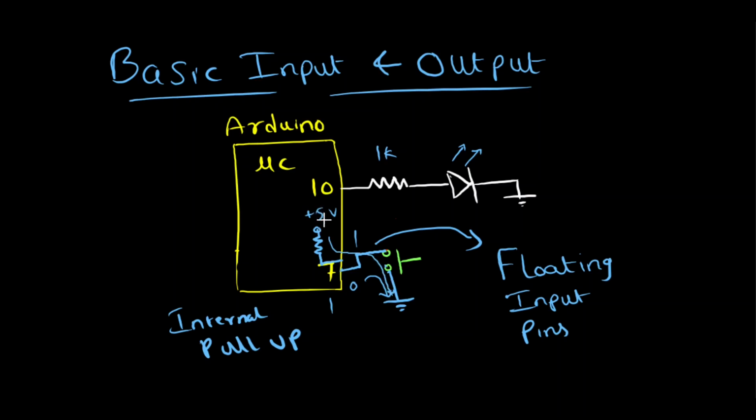So this 5 volts through this resistor will be grounded by the switch. So when we press the switch, the logic value at pin number 7 would be 0, and when the switch is not pressed, the logic value at pin number 7 would be 1. So this way, using the internal pull-up resistors, we can avoid the floating input pins.